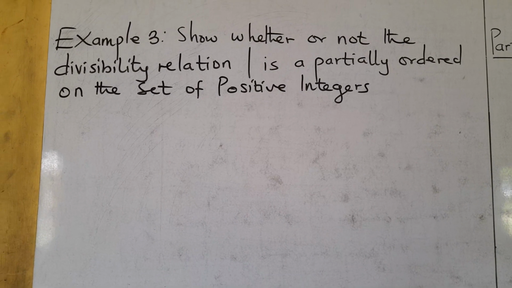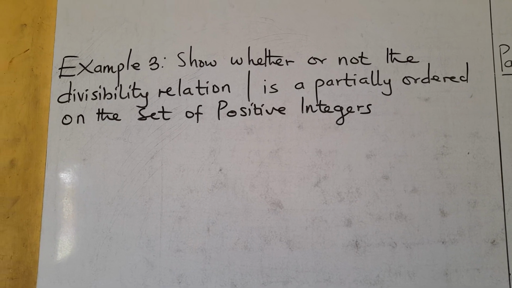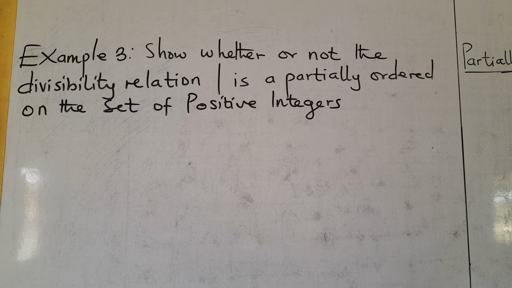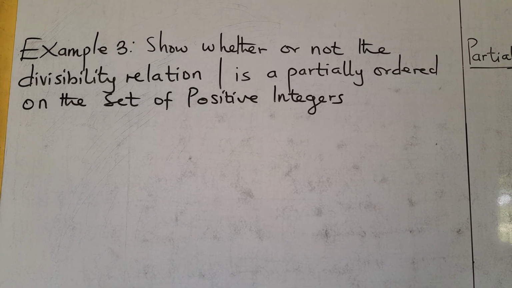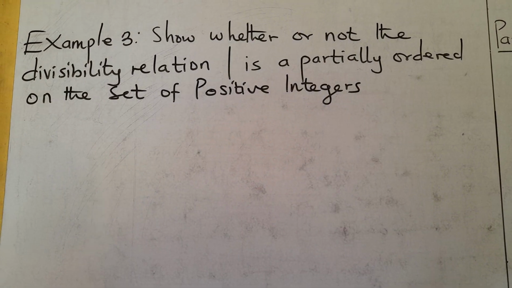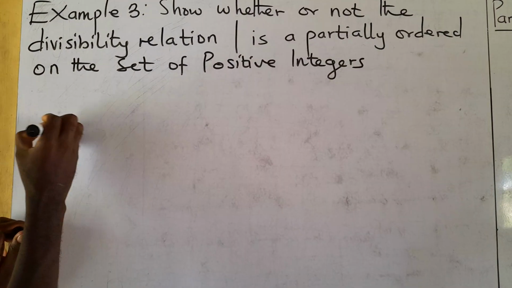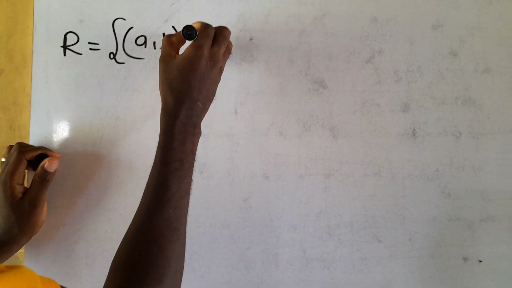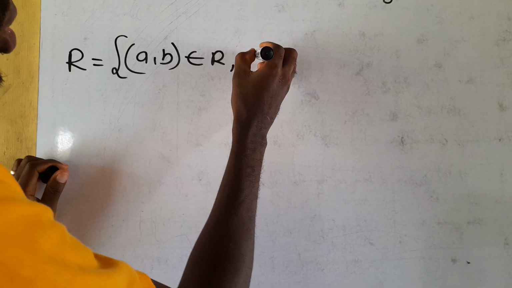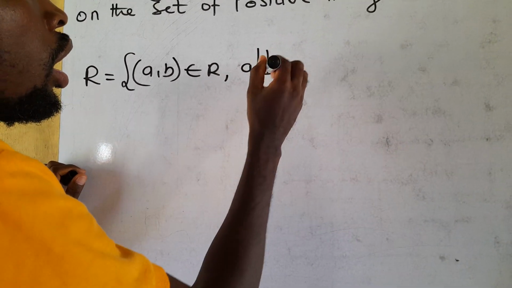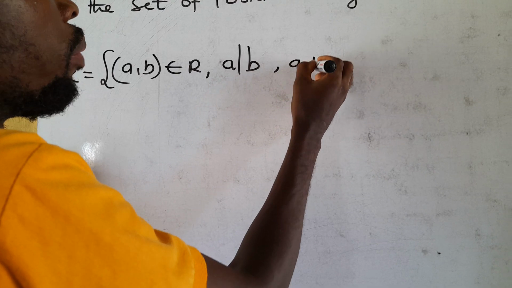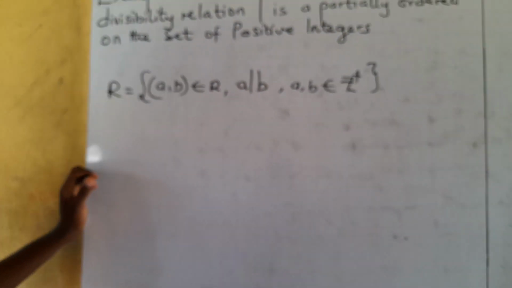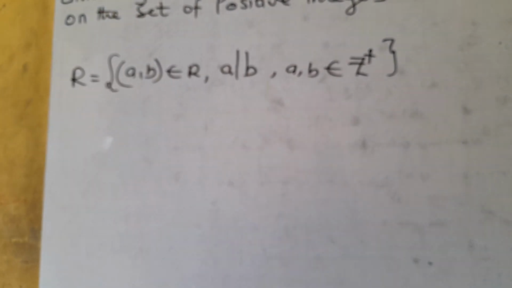So our third example says that we should show whether or not the divisibility relation is partially ordered on the set of positive integers. So this one, a set is given, but the relation is not given. It simply means we need to find that relation. So the relation will be equal to (A, B) being a member of the relation, where A divides B, and A and B are positive integers. I hope you get that. So this is the relation. We need to find out whether the relation is partially ordered.